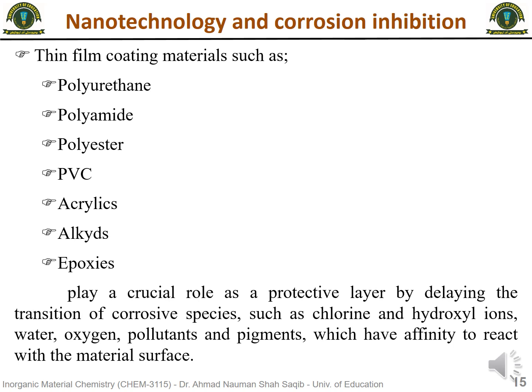So the main role of this coating is that it delays corrosion, how it prevents the reactive species. For example, chlorine, hydroxyl ion, water, oxygen, there can be many other pollutants that are oxidative in nature, which can oxidize the metal surface, and they have high affinity to react with the metals. So these coatings actually act as a barrier that protects the metal from these different pollutants or pigments that can oxidize the metal.